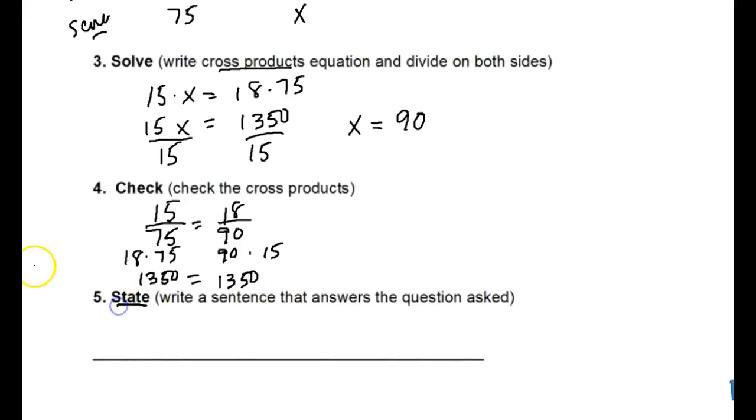The last step is to state your answer by writing a sentence that answers the question. The sentence does not have to be long and complicated. It can be very short. He would score 90. So that's the process for solving a problem using a proportion.